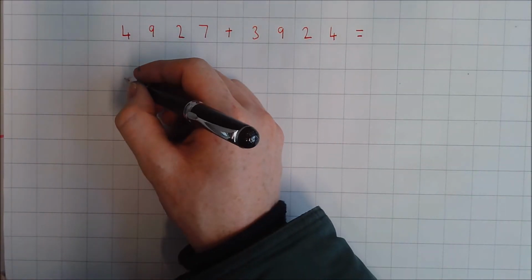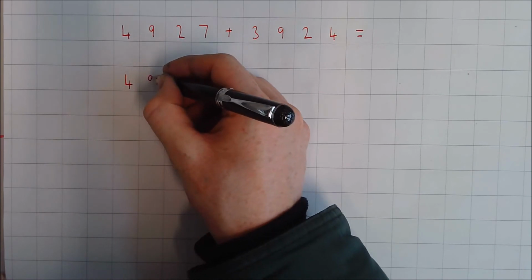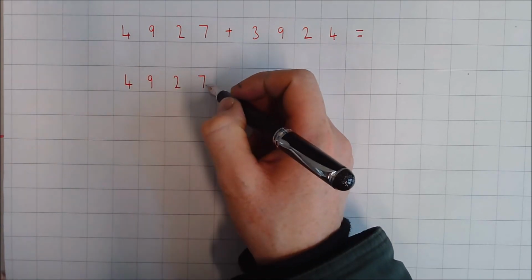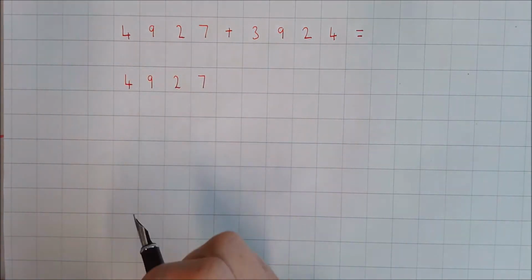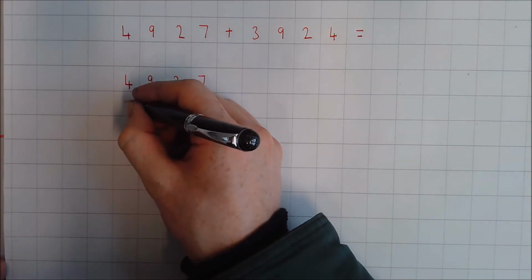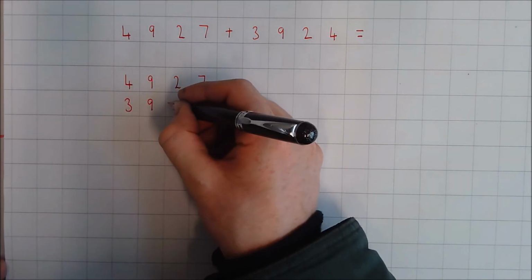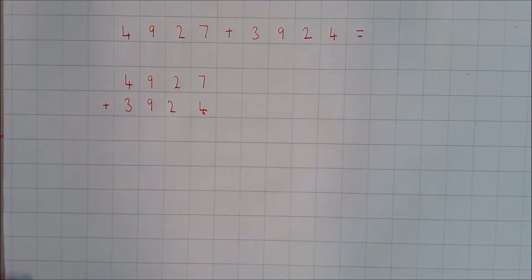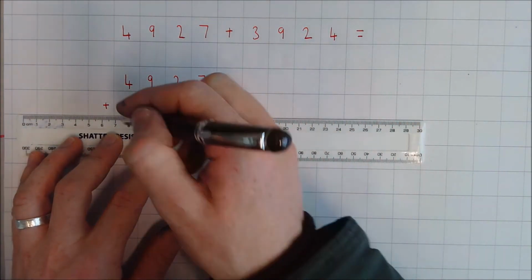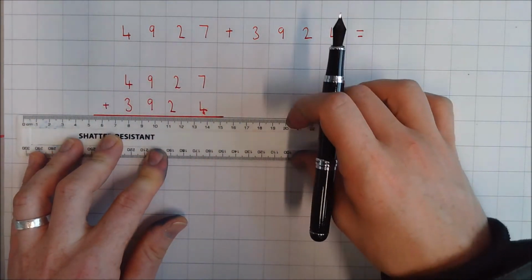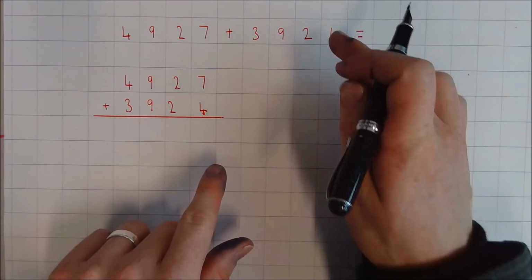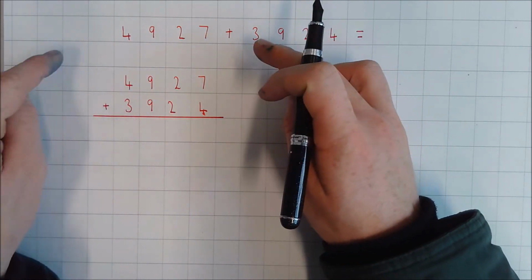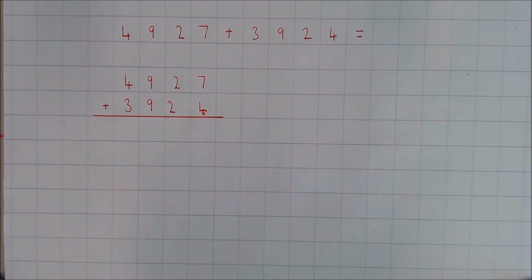So we need to be really careful to make sure we line our columns up. We should always have place value in the back of our mind. 4927. So I'm just checking that I've actually copied this down accurately, because sometimes you can do a beautiful addition, but you don't actually do the calculation with the right numbers. Okay, so I've got my ones lined up with my ones, my tens lined up with my tens, my hundreds lined up with my hundreds, and my thousands lined up with thousands. So that's all good so far.